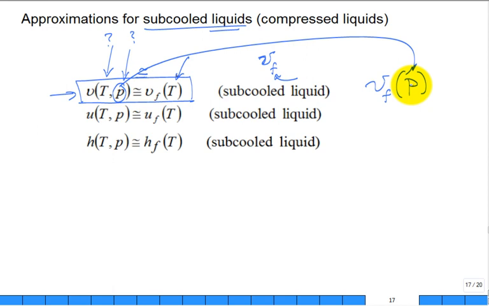Why do you neglect the effect of pressure for these liquids? Because liquids are nearly incompressible. So if I boost the pressure, it really doesn't change the property. It's incompressible. But it could have a slight temperature dependence for the density or specific volume, and definitely for the enthalpy and internal energy. So for all three of these approximations, basically you're neglecting the pressure.